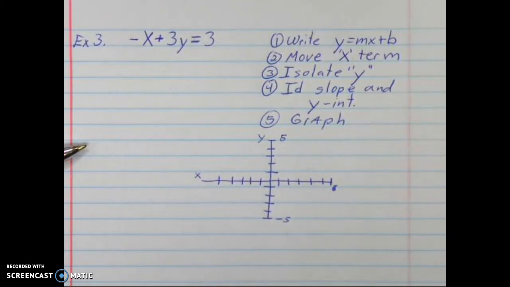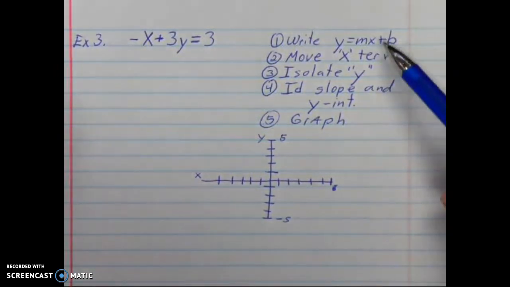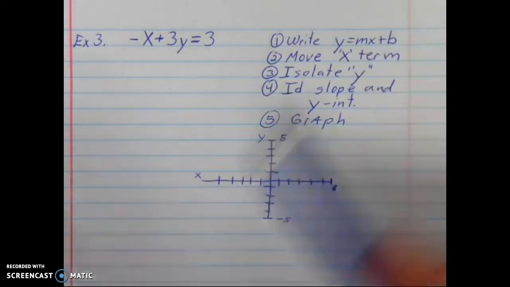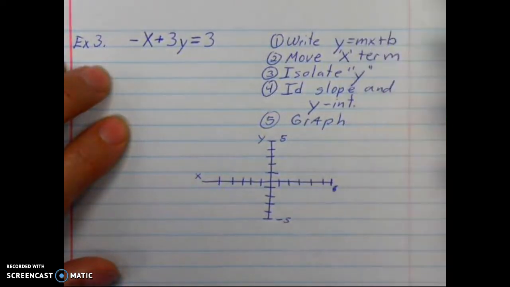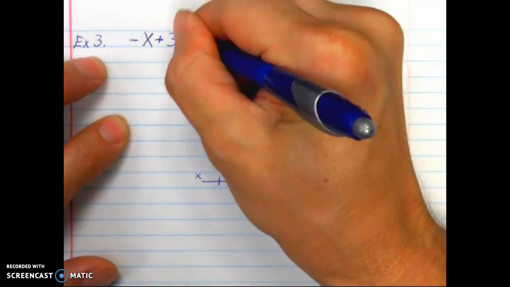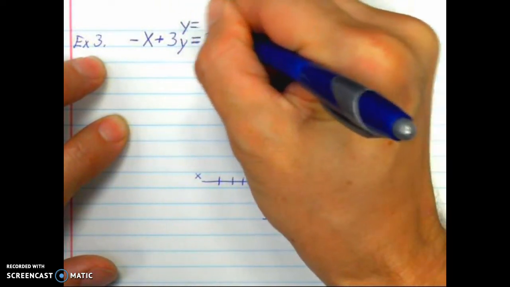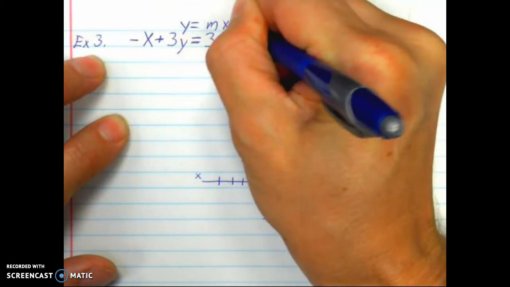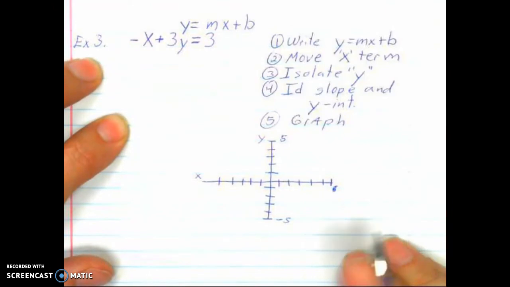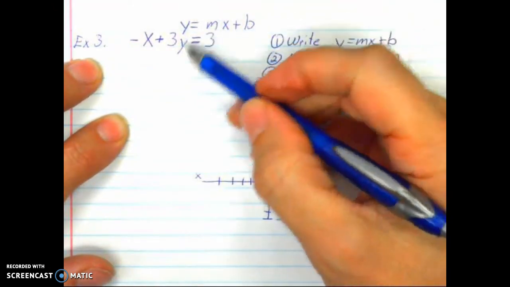So do that right now. All right, so now that you have this copied down, we're going to start following these steps. Step 1: write y equals mx plus b above the equation. Remember to line up the equal sign. So here's y equals mx plus b. We do that because we can now tell that these two do not match.